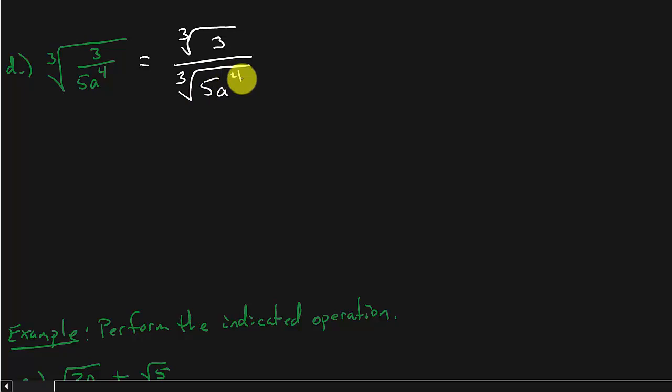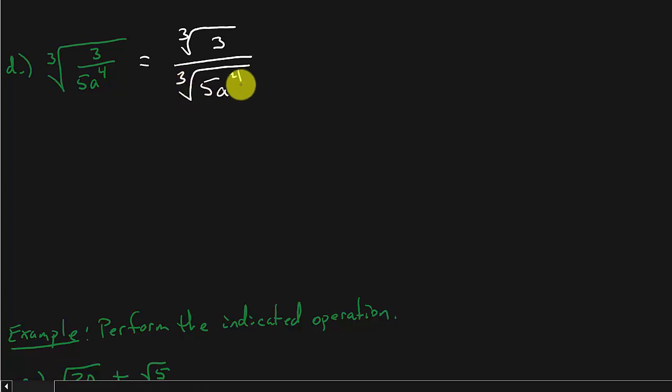Now, what I'm going to do is look underneath the radicals. So I've got the 3. It's not a perfect cube. It doesn't have a factor that's a perfect cube. So let's go to the next one, 5a to the 4th. So 5, it's not a perfect cube. It doesn't have a factor that's a perfect cube. And then I'll look at the a to the 4th.